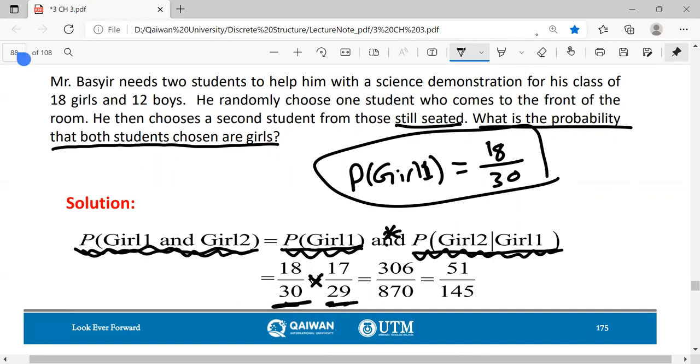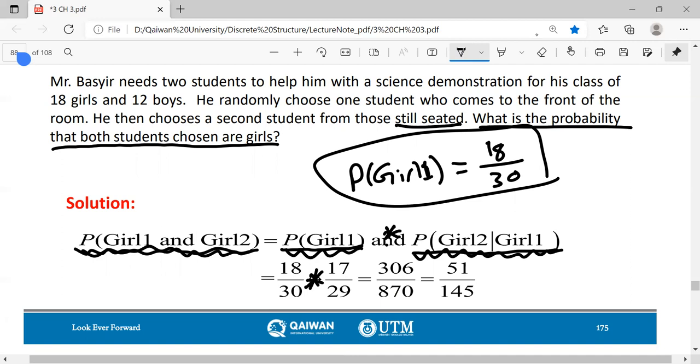As you see here, it's 18 over 30 multiplied by 17 over 29. So now we just multiply these two. We get 306 divided by 870, which is 51 over 145. This is multiplication. Okay, that's all.